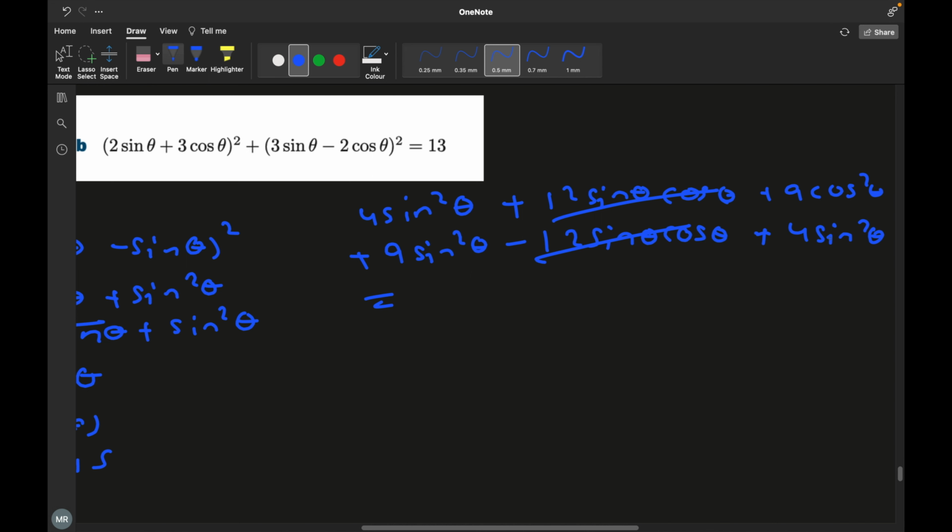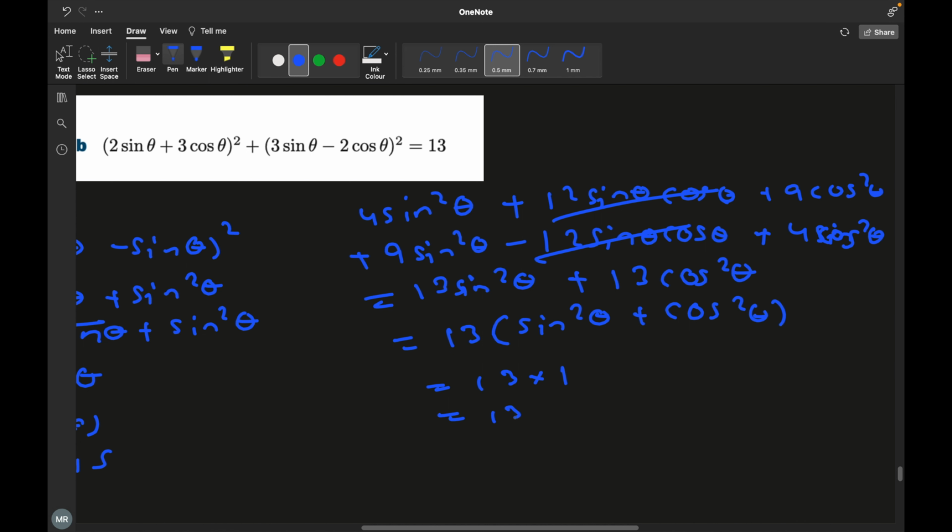Sorry, this is cos, I'm so sorry. So this is gonna be 13 sine squared theta plus 13 cos squared theta. Now we can factorize it into 13 into 1, therefore proved.